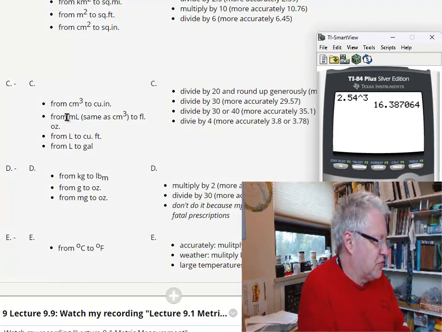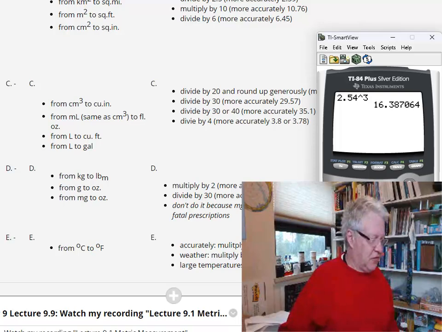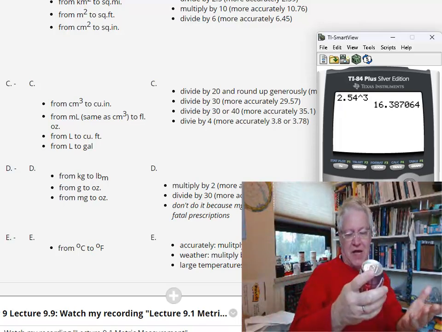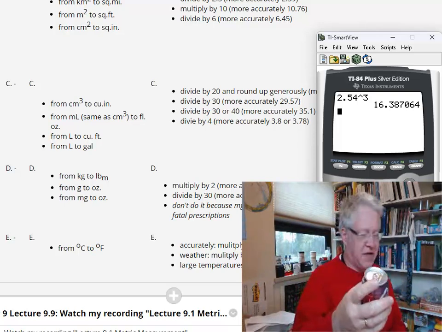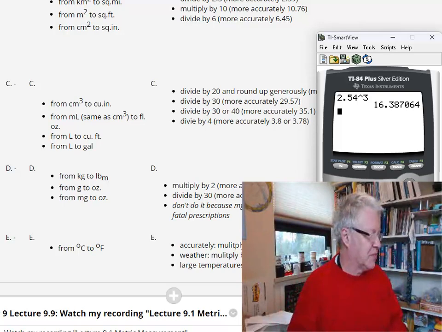This one here, by the way, from milliliters to fluid ounces, I have in the back of my mind. It's a typical one, about 30. So I have a can of soda here, which has 355 milliliters. Let's make it 360 divided by 30, about 12 fluid ounces. In fact, that's exactly what it says, 12 fluid ounces.